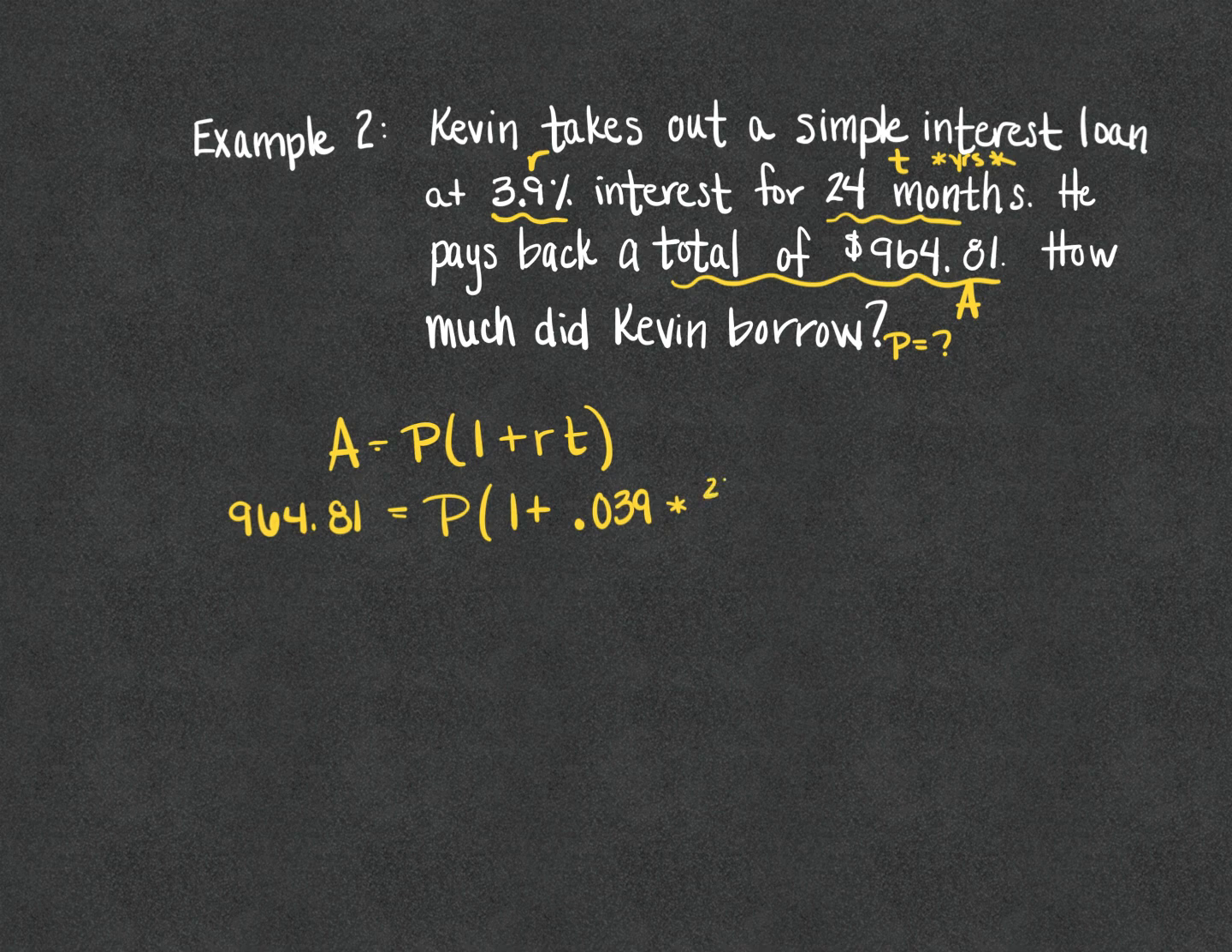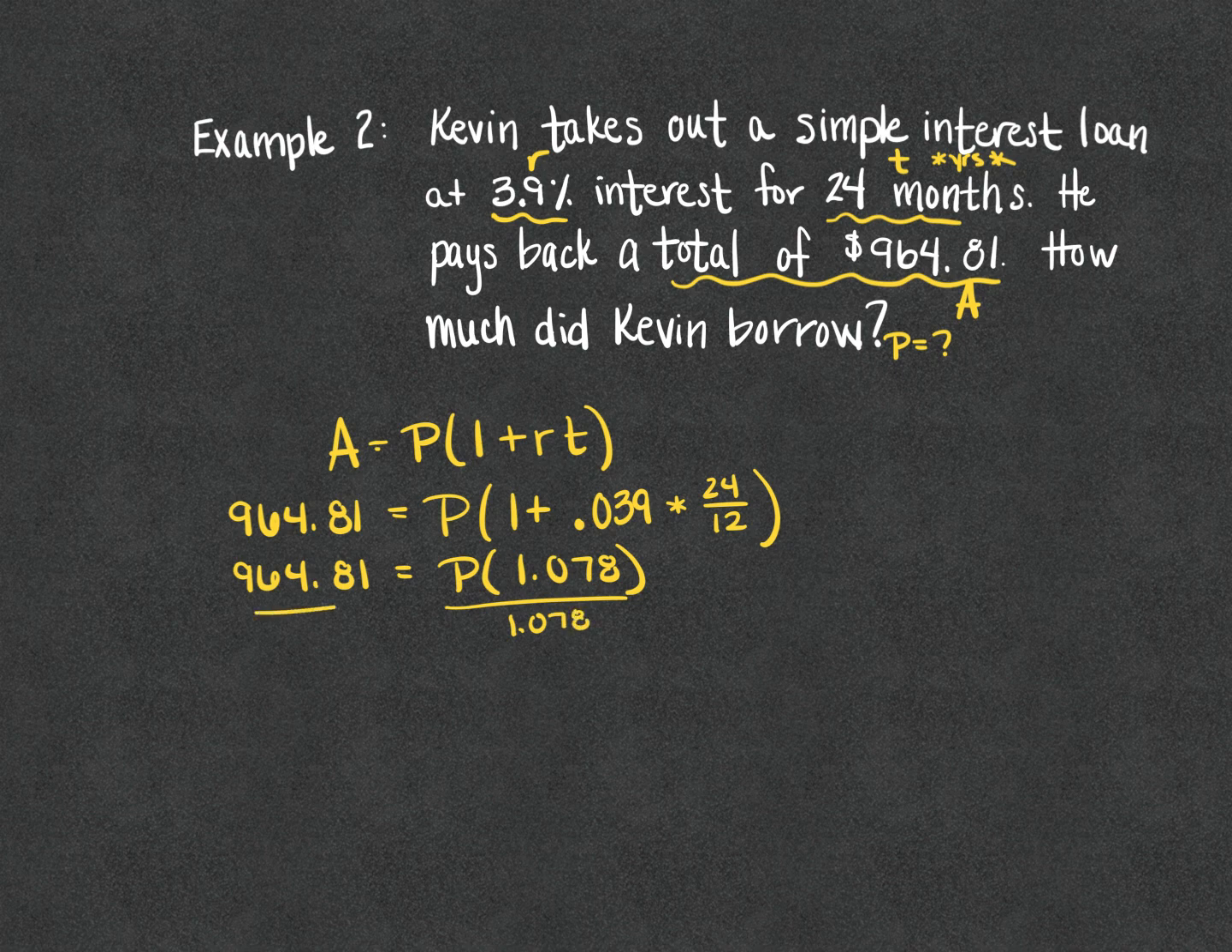And 24 months, remember, we don't want to put 24 for T, we want 24 months, so 24 over 12. Again, if you'd like to make that a 2, that's fine because there's no rounding that is being done in that particular instance. So order of operations will tell us to calculate the value in parentheses, 1.078. And then to solve for P, we will want to divide both sides of the equation by 1.078.